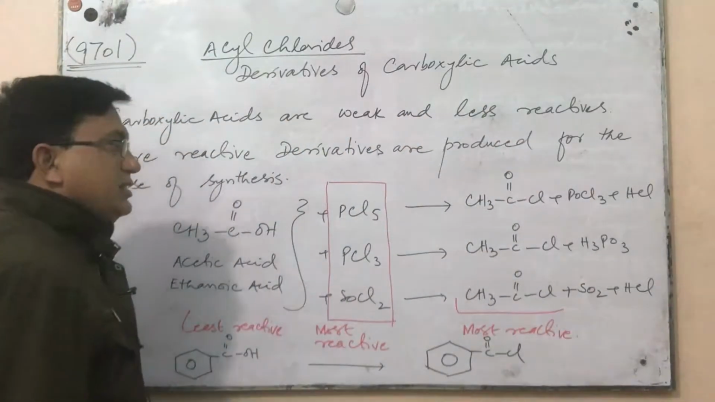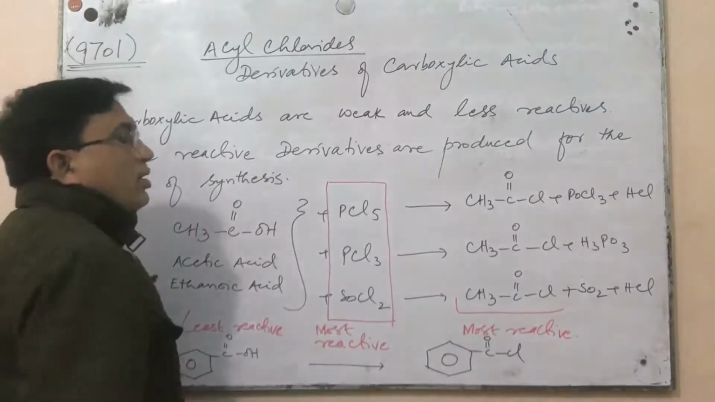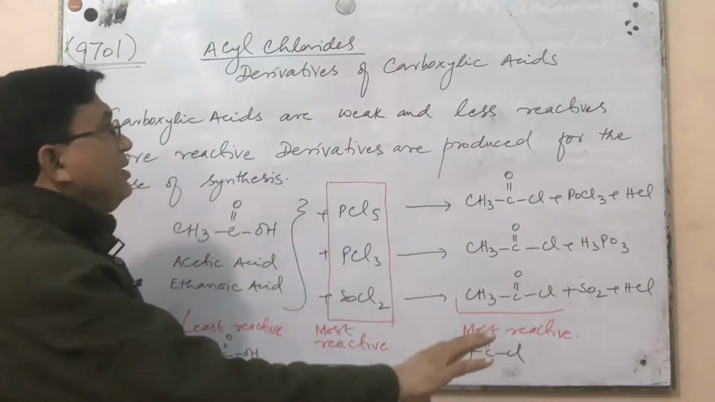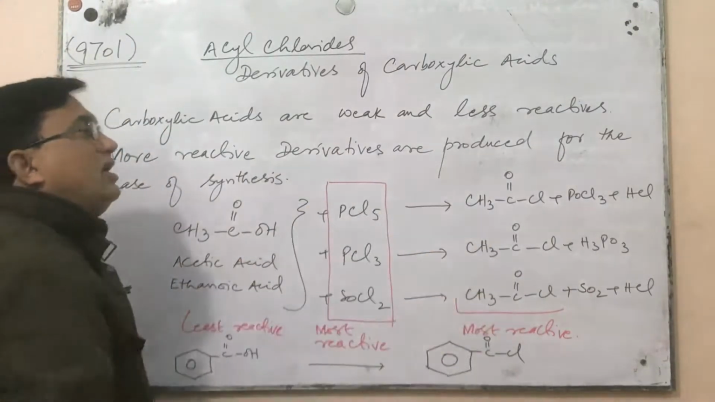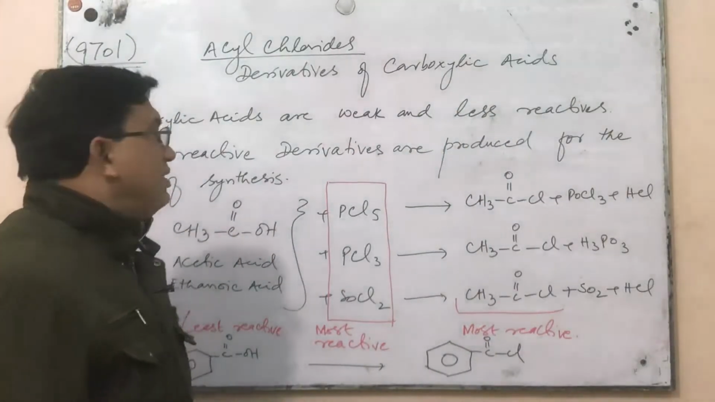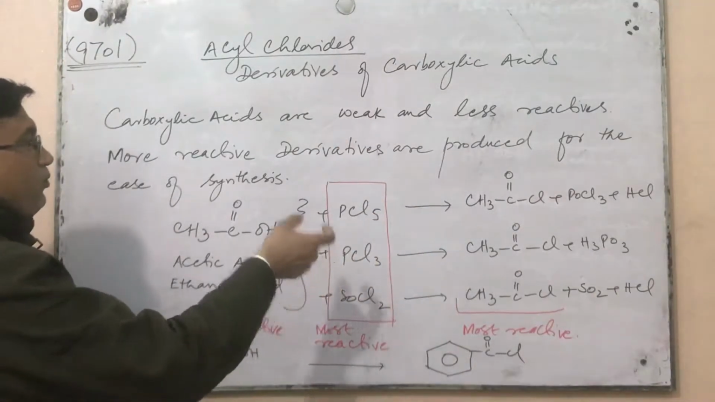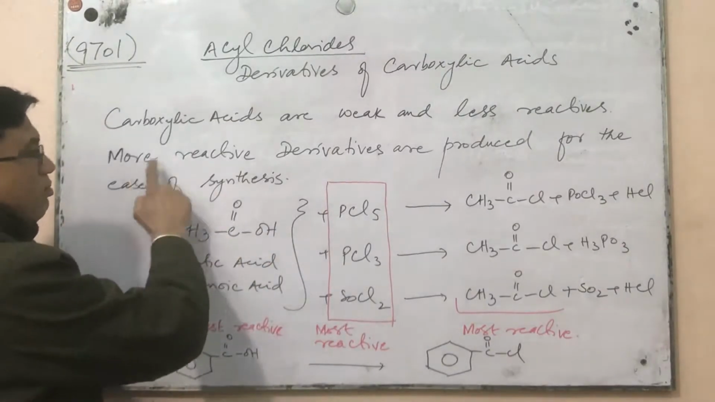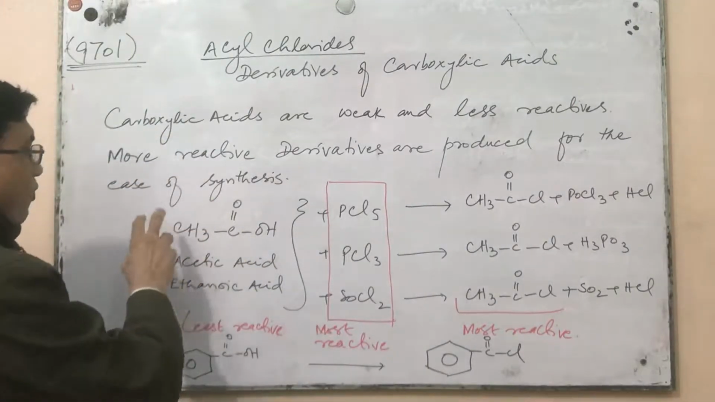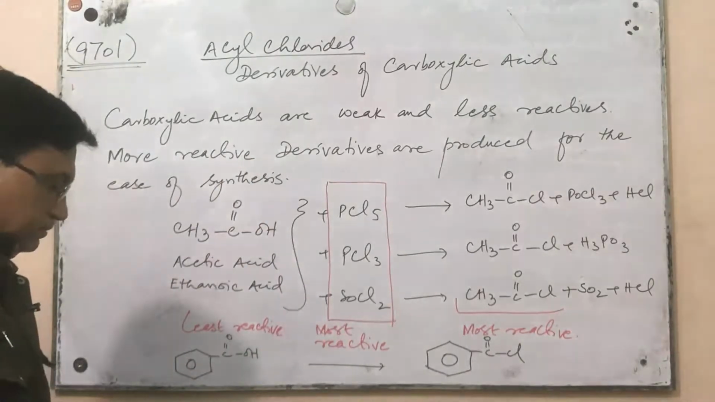and less reactive acids. So many products which are made by the carboxylic acid cannot be synthesized by the direct reaction of carboxylic acid with the other reagents due to their less reactive nature. Now we synthesize more reactive derivatives of carboxylic acids for the ease of synthesis of the different compounds.